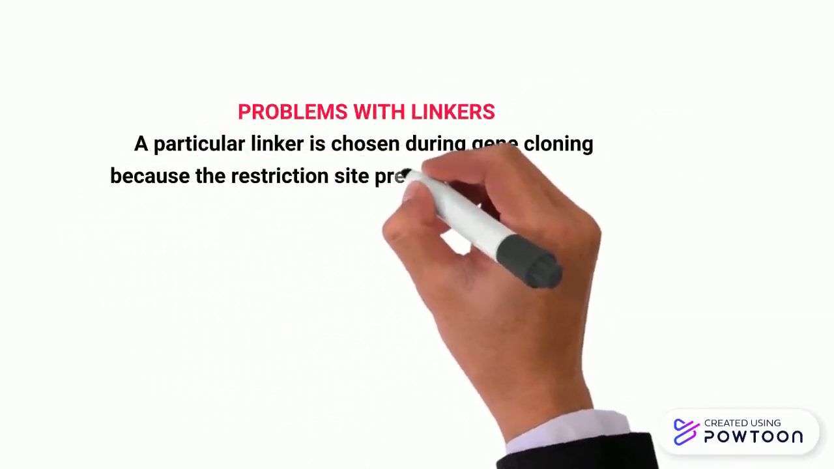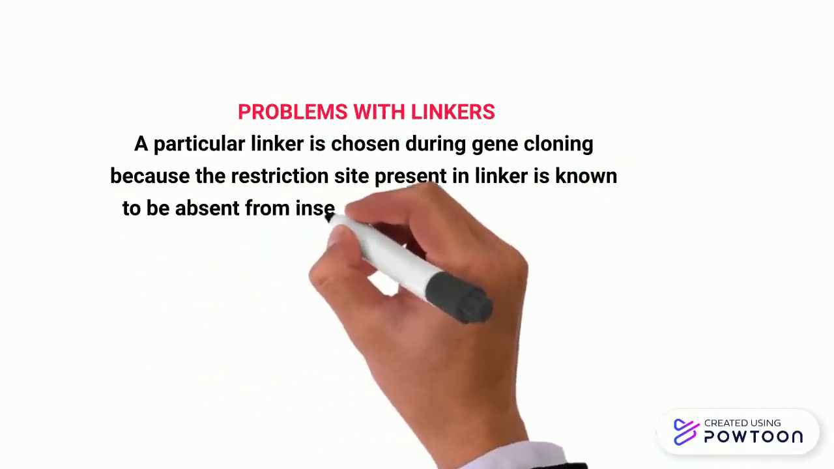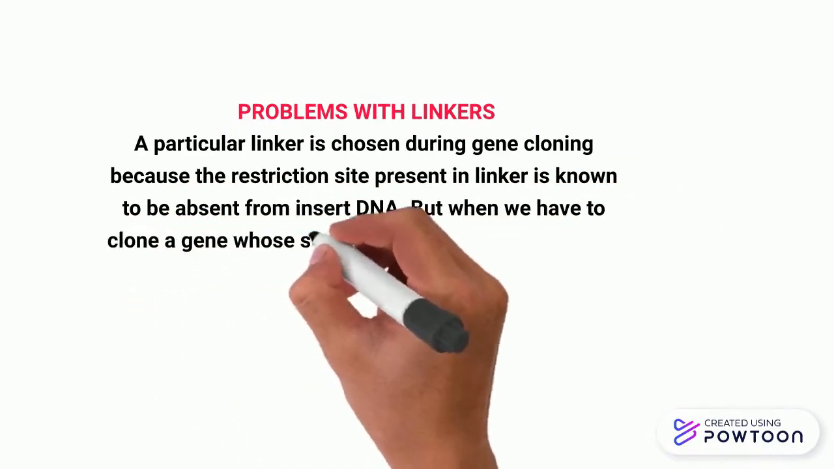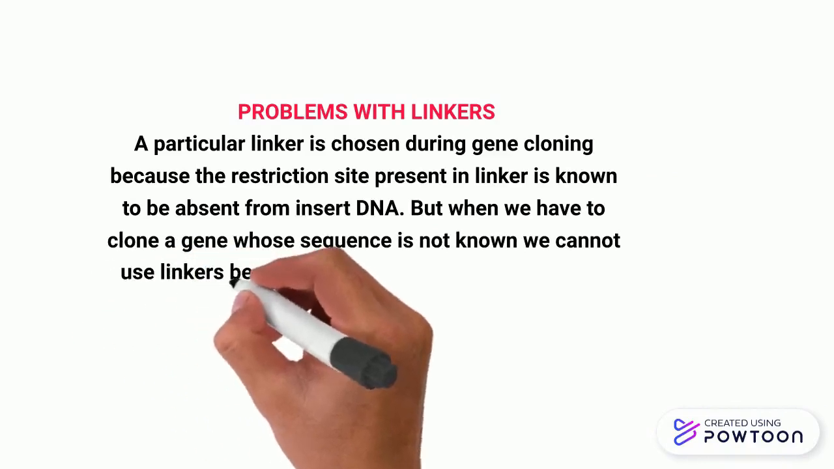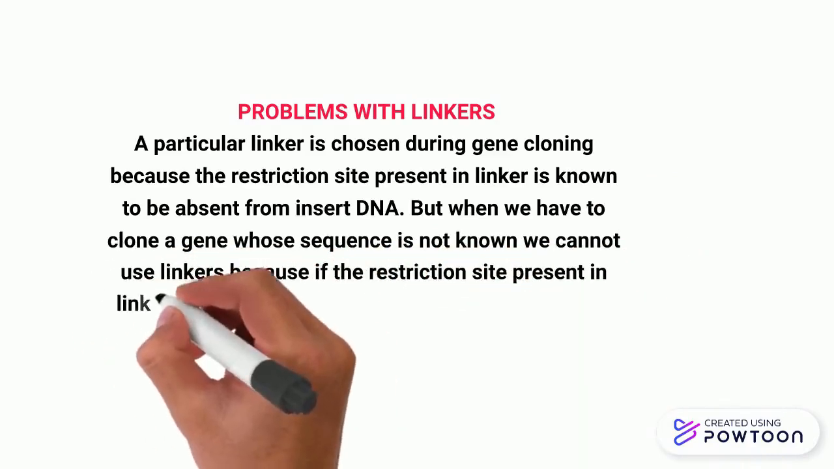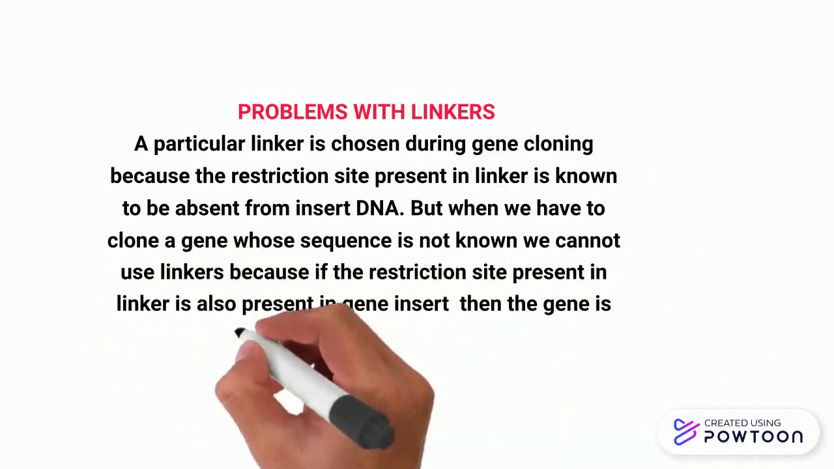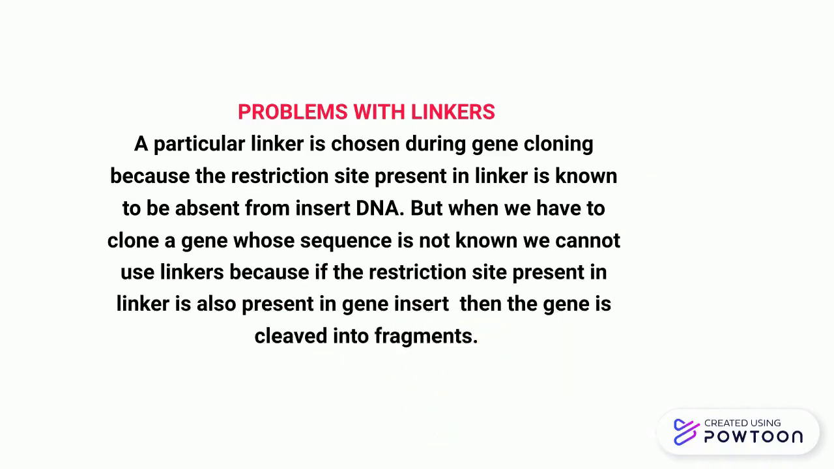A particular linker is chosen during DNA cloning because the restriction site present in the linker is known to be absent from the insert DNA. But when we have to clone a gene whose sequence is not known, we cannot use linkers, because if the restriction site is present in the gene, then the gene is cleaved into fragments and we are not able to clone the complete gene.